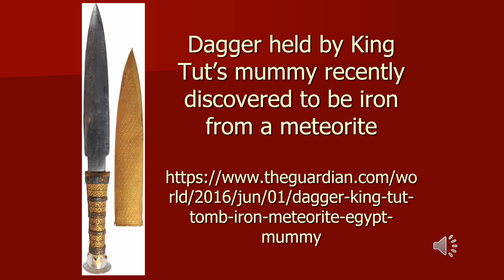Another object from the tomb that was clutched in the mummy's hand was this dagger. And for many years, this dagger was a source of great mystery because the metal that it was made from didn't rust, and it was recently found to be iron from a meteorite. So there were meteorites that struck the desert, and this was made from that meteorite.